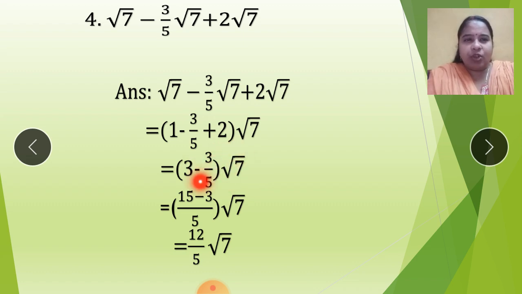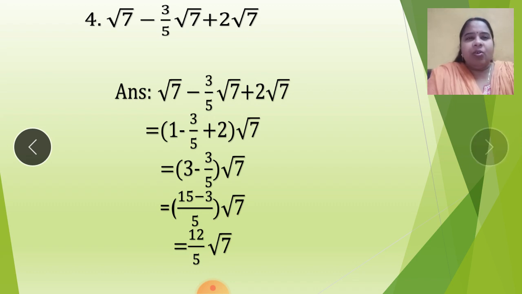Now this can be cross multiplied. 3 5s are 15 minus 3 upon 5. I am cross multiplying it. This is nothing but 3 upon 1. Then you cross multiply, you will get this. And 15 minus 3 is how much? 12. So we get 12 upon 5 root 7. I hope all the steps are clear to you. It looked complicated, but trust me, it is very easy. I hope you are also finding it easy. Take root 7 common. Inside the bracket, take the numbers, add and subtract, get the final answer.